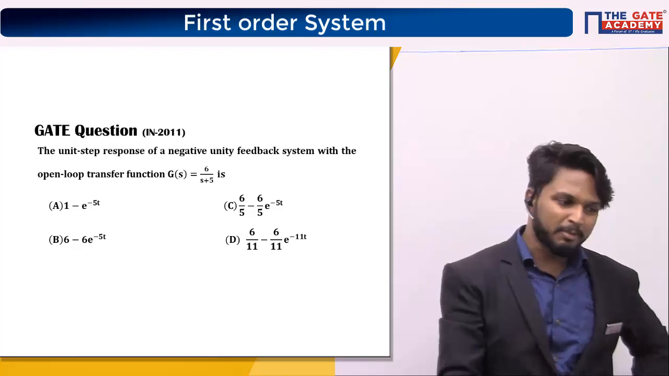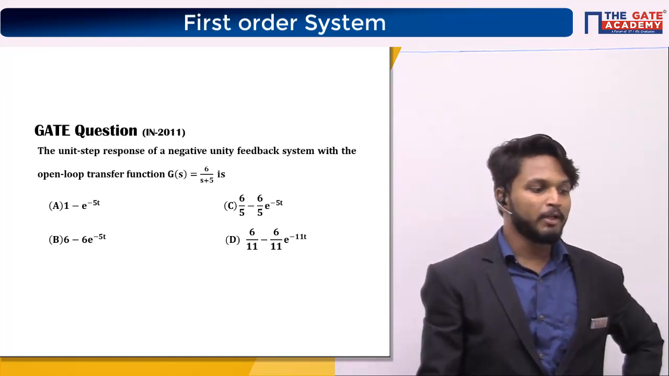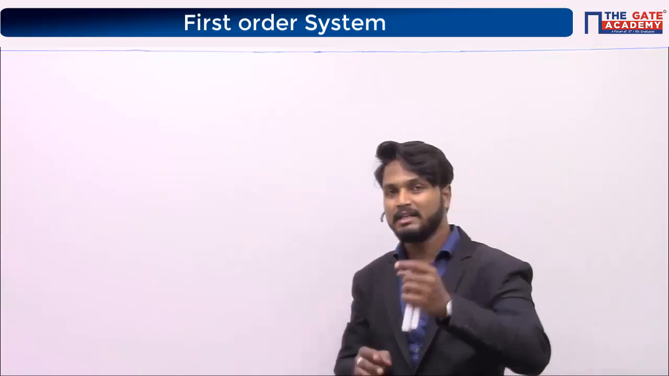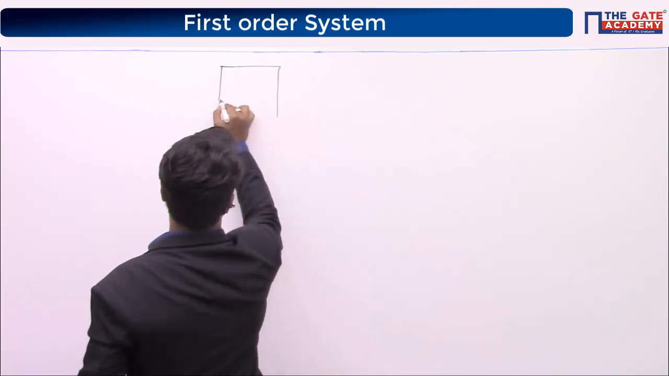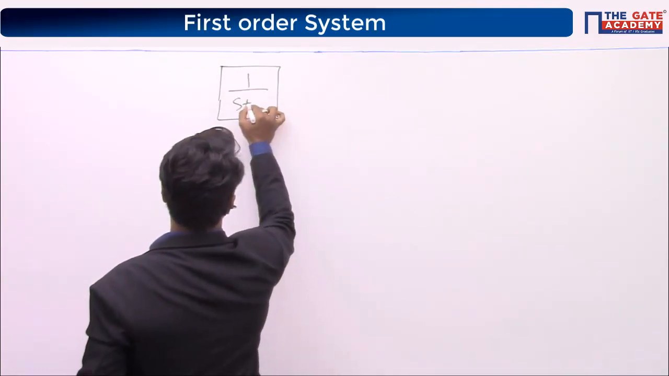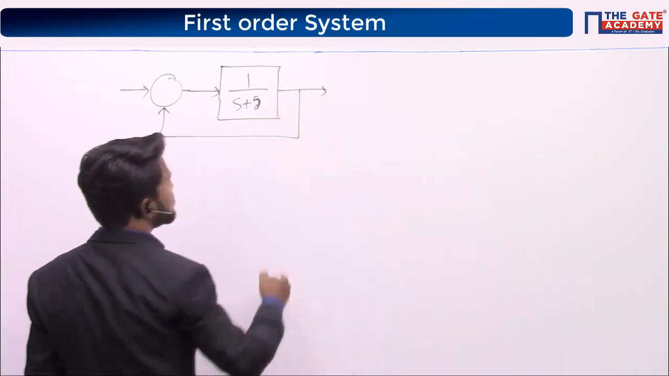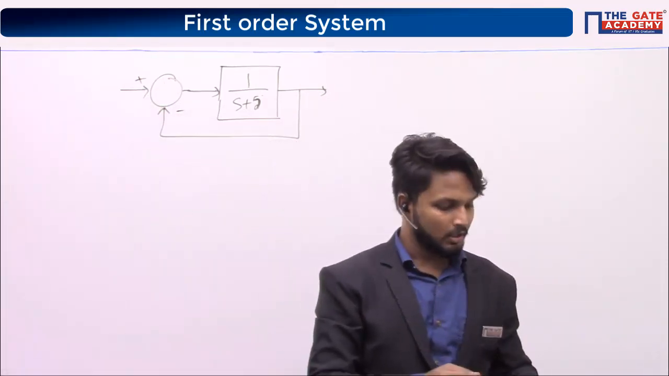Let us look at the question. The unit step response of a negative unity feedback system with the open loop transfer function G(s) is equal to 6 by s plus 5. He has clearly mentioned that G(s) is the open loop transfer function, not the overall transfer function. So G(s) is the open loop transfer function of this unity negative feedback closed loop system.